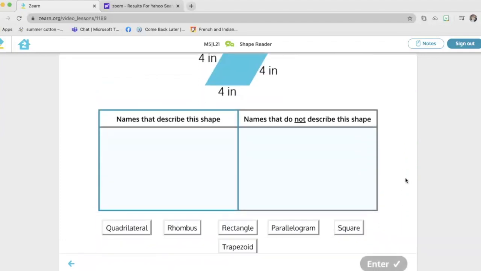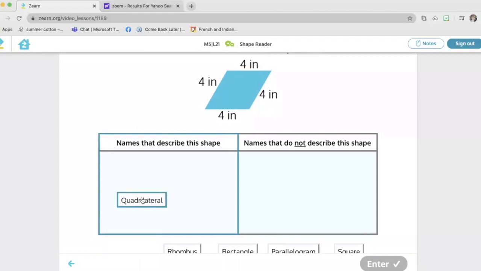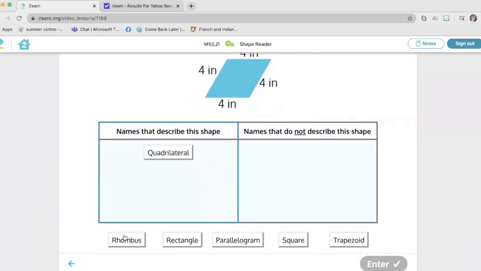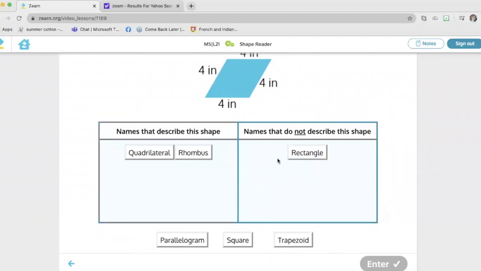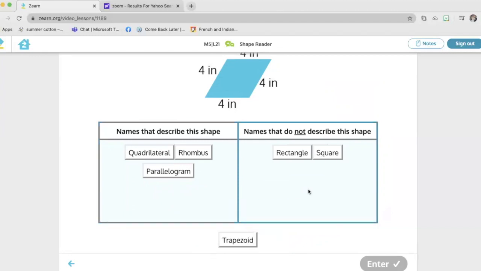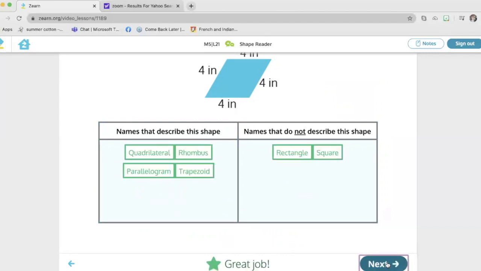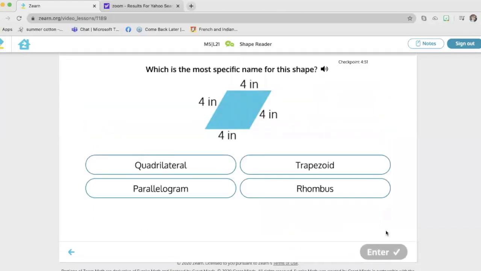Okay, it says names that describe this shape. Well, we know this shape is a quadrilateral because it has four sides. We know it's a rhombus because it has four sides and they're all the same length. It can't be a rectangle because it doesn't have 90-degree angles. You can see the obtuse angle here and here and the acute angles here and here. Okay, parallelogram, it has two sets of parallel sides. It can't be a square because it doesn't have 90-degree angles. And trapezoid because it has at least one set of parallel sides. Okay, the most specific name for this shape is a rhombus.